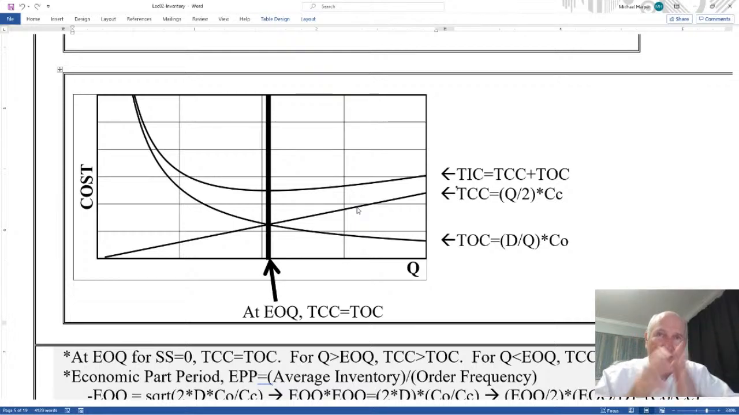Ordering too little. That's why people over order, because the extra cost is not that great. Your carrying cost and order cost, the inventory cost, is not that great of an error. If you order too small, then the cost begins to go up much faster than ordering too much. And so that's why people stay on the right side of this line, because the risk is much lower than being on the left side of the line, because the cost goes up faster.